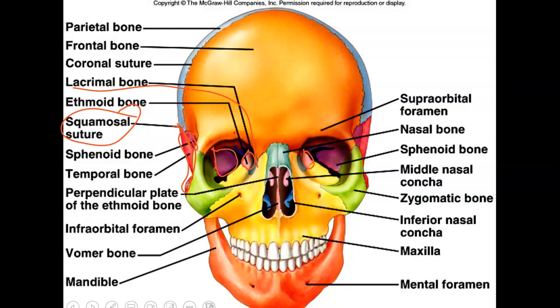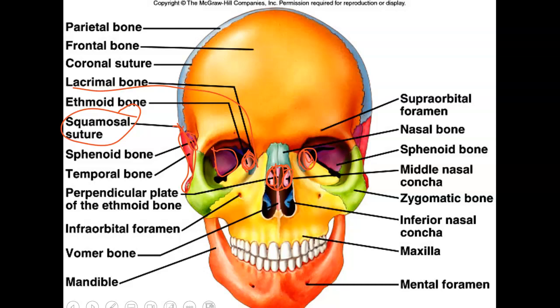Next, you have what's referred to as the perpendicular plate of the ethmoid bone. Remember that ethmoid bone up top here and over here? Well, it's one bone, and it goes through the inside of the skull, and it also makes up this section here. So it's part of this perpendicular plate, and then it's also going to be the middle nasal concha. So those 2 pieces are the same bone, but you have to know the different parts.